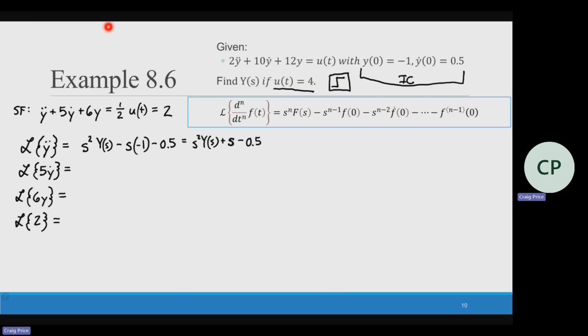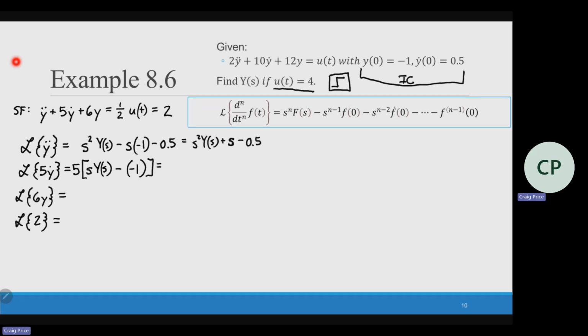So I want to do y dot. The first thing I'm going to do is pull this 5 out of there. So I have a constant of 5. Now I can just say 5 times the Laplace transform of y dot. So y dot is going to give me just an s times y minus, and we don't have any s's left. We're just going to use that right there.